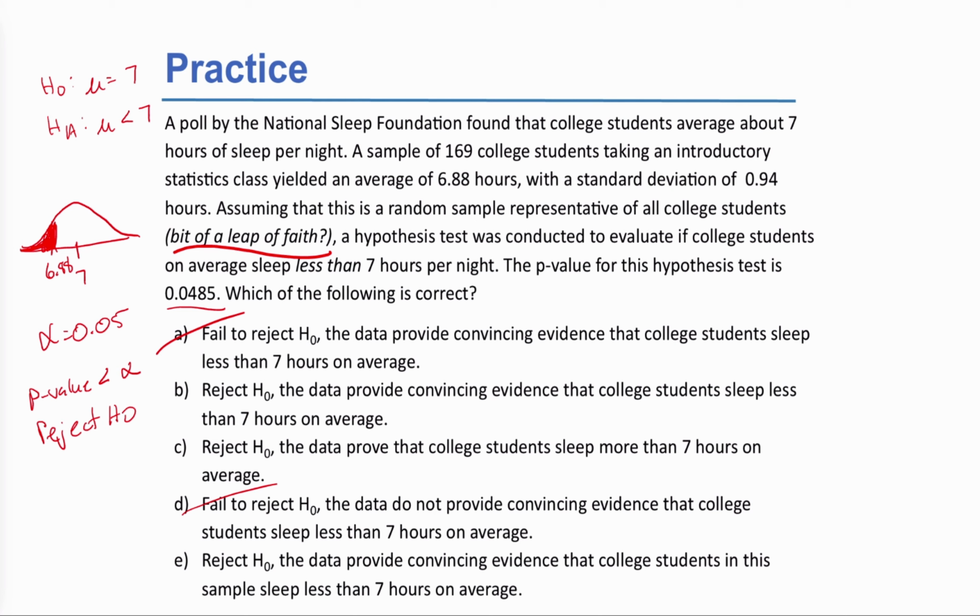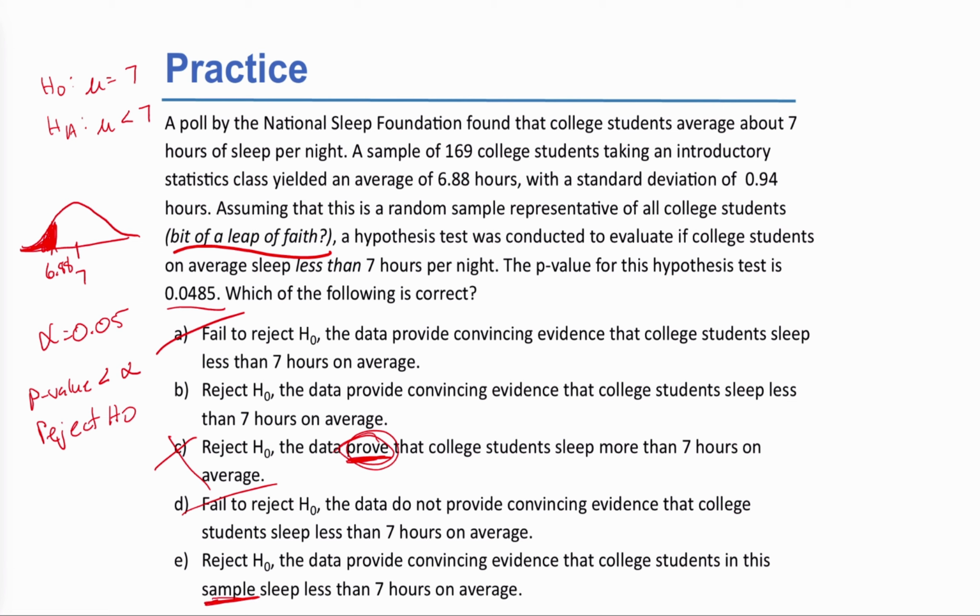So, reject the null. The data provide convincing evidence that college students sleep less than 7 hours on average. What's the problem with C? The data do not prove anything, ever. The data provide evidence, but they don't prove anything. Problem with E.